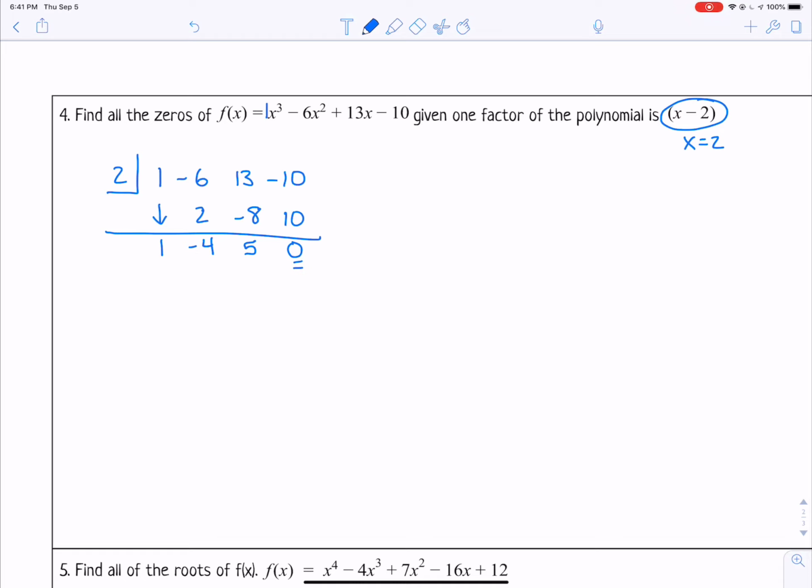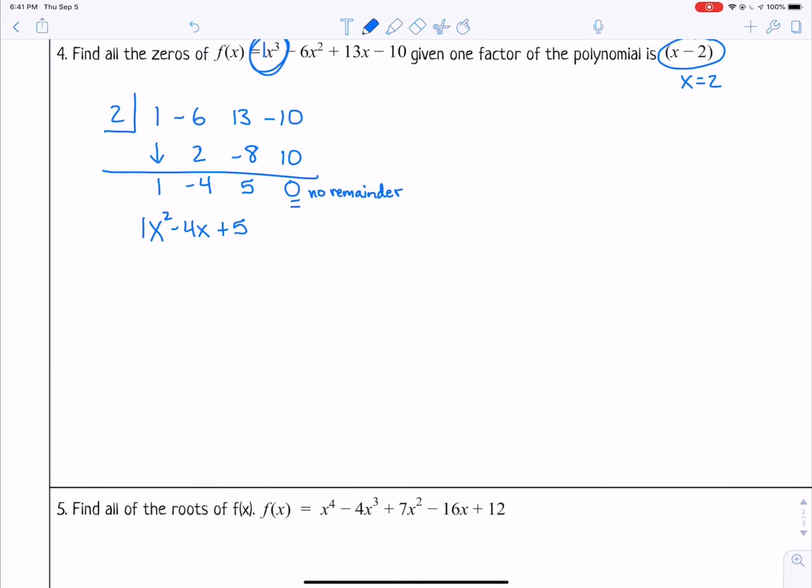It's a way to check that you're doing that right, because if it's a factor, you know in advance that you should have no remainder once you divide that out. But what's left over is now a quadratic equation. Remember, we started with a cubic equation, so now what's left is quadratic. So let's write our variables with our coefficients. So we have x squared minus 4x plus 5. And it's like there's a 1 right there in the front.